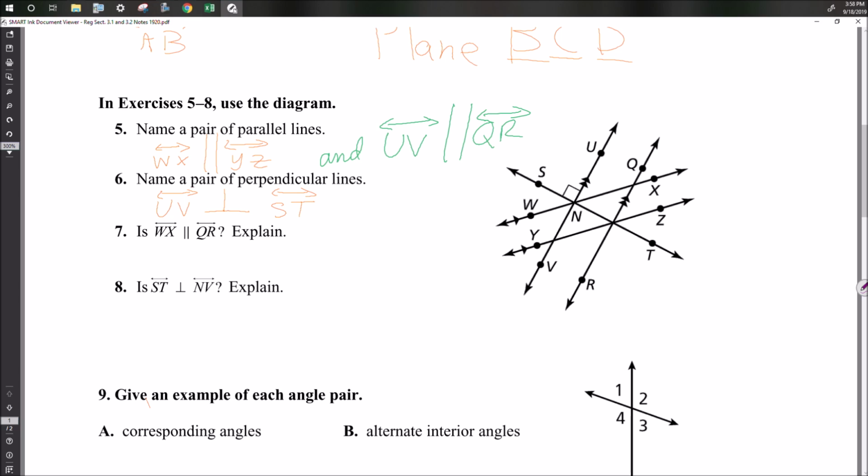So for number 7, it asks us if line WX is parallel to line QR. So here's WX, here's QR. So what do you notice about those two lines? Well, hopefully you notice that they intersect. So if those lines intersect, can they be parallel? Well, if I go back to my notes, we defined parallel lines as lines that never intersect. So since line WX intersects line QR, we know that those lines cannot be parallel.